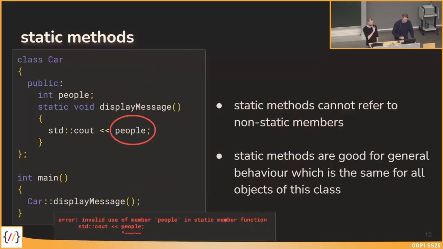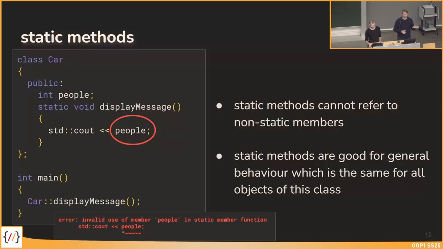Okay, but what if we have a non-static member variable and we want to access or modify this non-static member variable inside of a static method? Well, this is not allowed, and the compiler will say you're not allowed to use people, which is a non-static member, inside of the static function, in this case the method display message. So this means static methods cannot access or refer to non-static member variables.